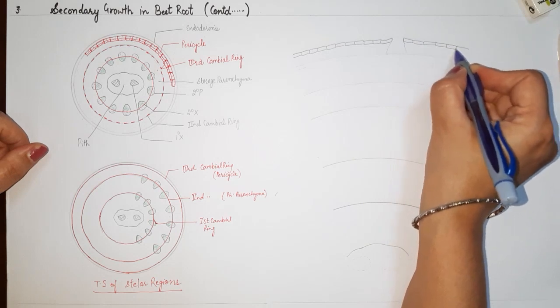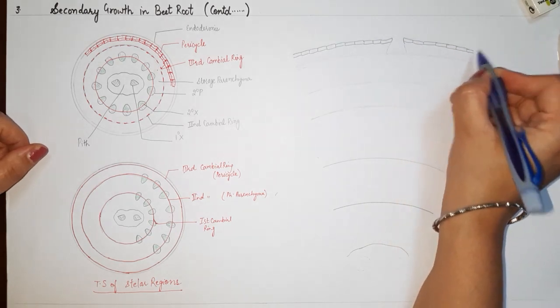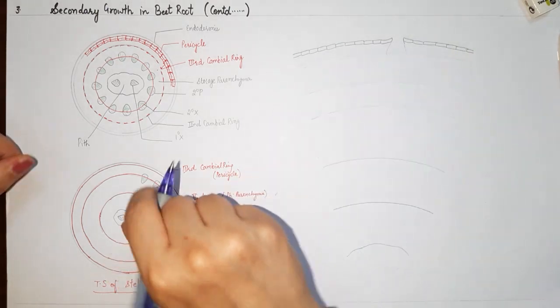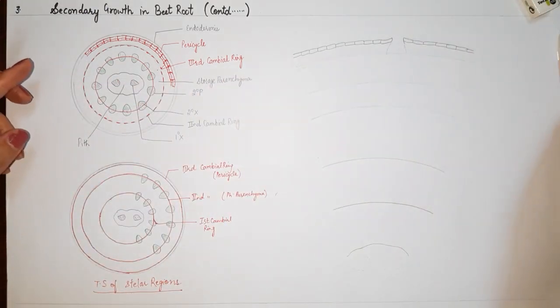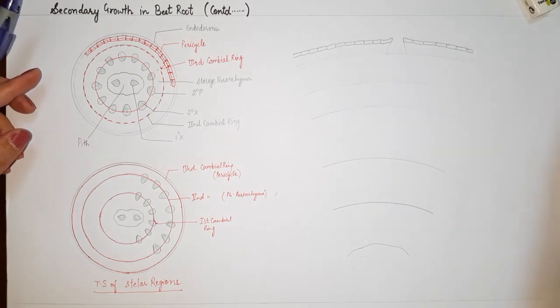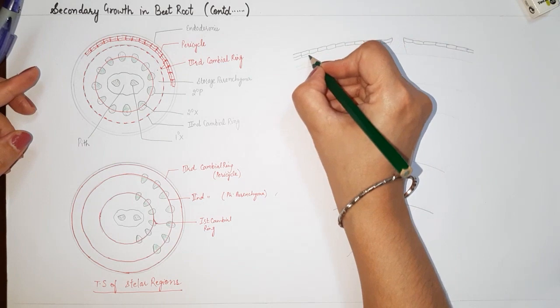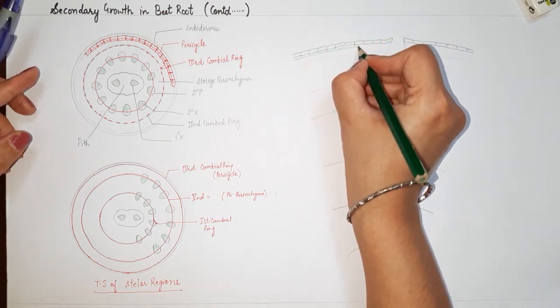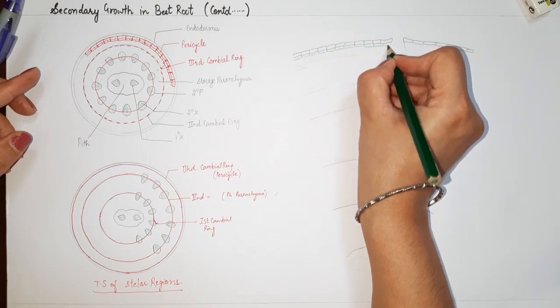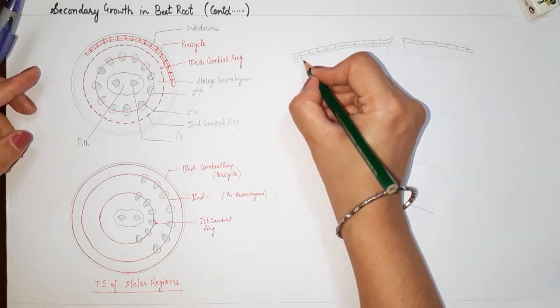simple rectangular cells without intercellular spaces. After this we will show the cork cells. Now the cork cells are rectangular cells without intercellular spaces, and they are present in perfect alignment. Okay, so show a few layers of cells.